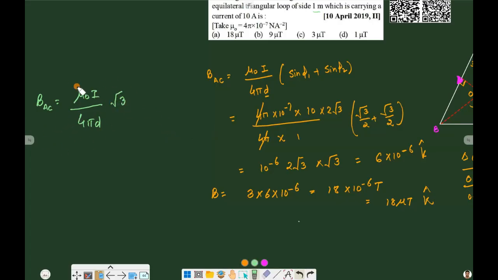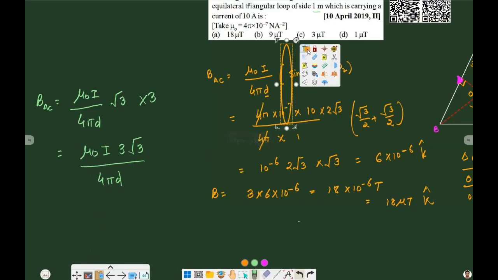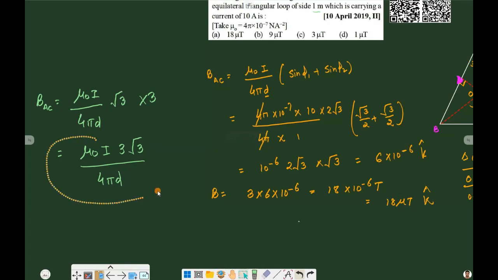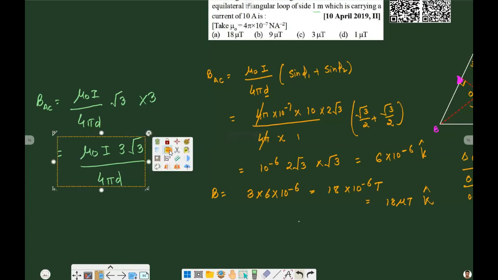So this will be the value of magnetic field due to one conductor, and as there are total 3 conductors, it will be multiplied by 3. So mu node I 3 root 3 by 4 pi d will be the answer. Now let's copy this formula and put all the variables for the question which we are solving.